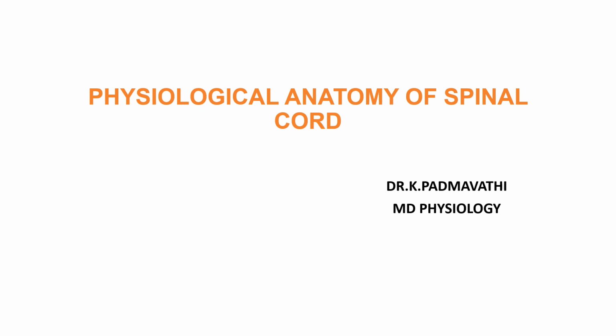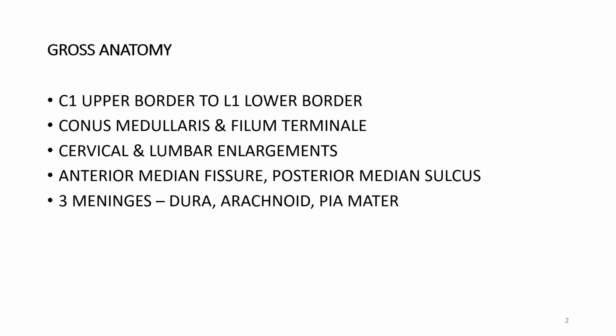Hi students, today we will learn about the physiological anatomy of the spinal cord. In this we will see the gross anatomy, which includes the spinal cord level. It starts from the upper border of C1 to the lower border of L1 and ends in the conus medullaris and filum terminale. It has two enlargements, one in the cervical region, called cervical enlargement, and one in the lumbar region, called lumbar enlargement.